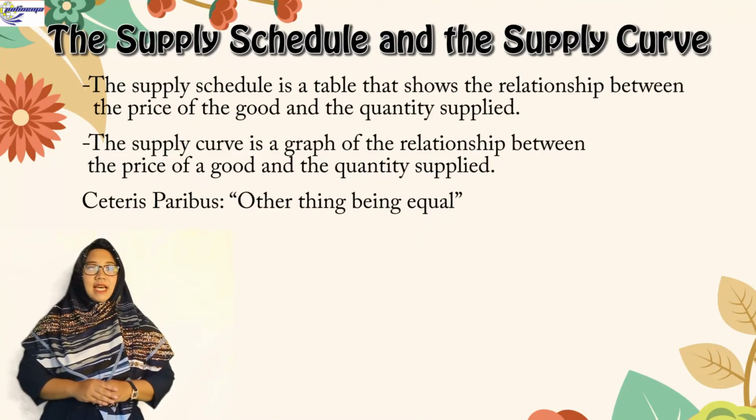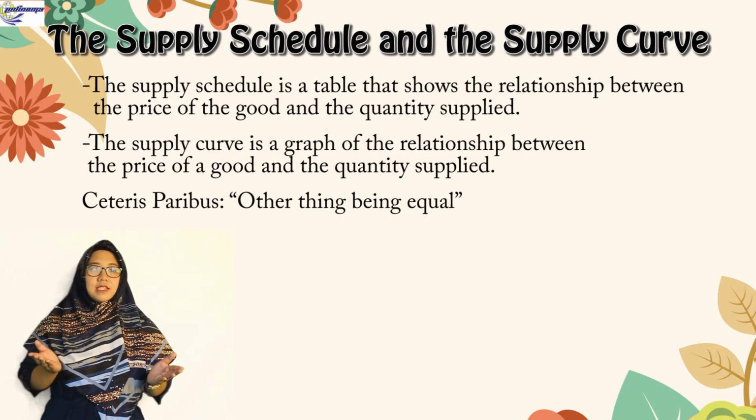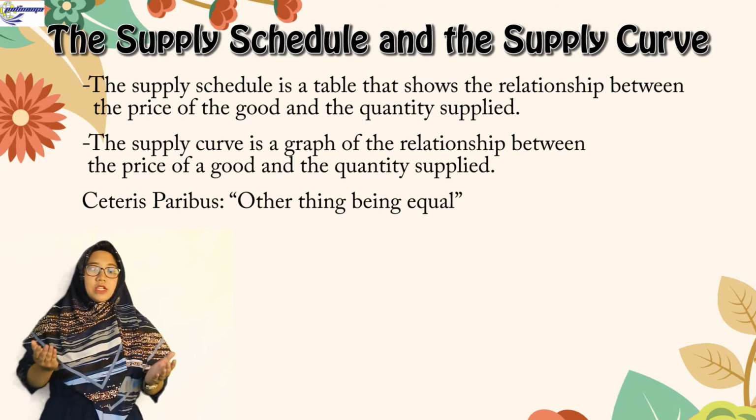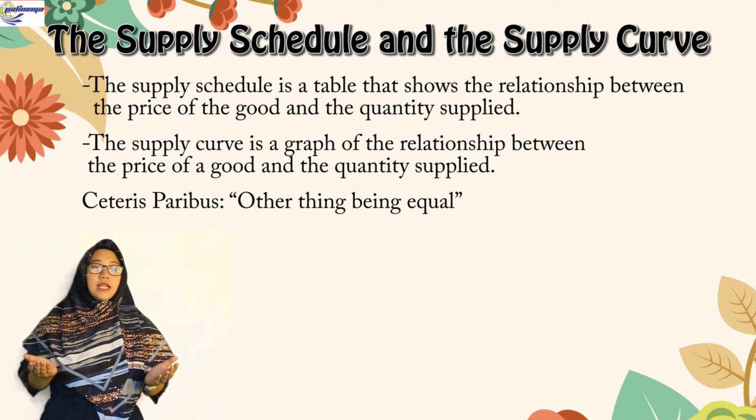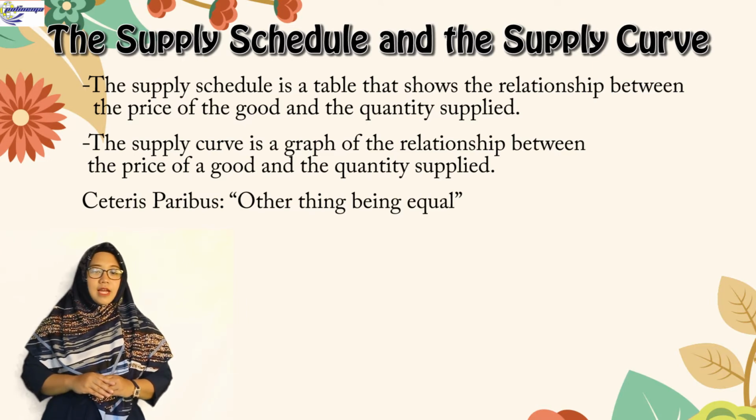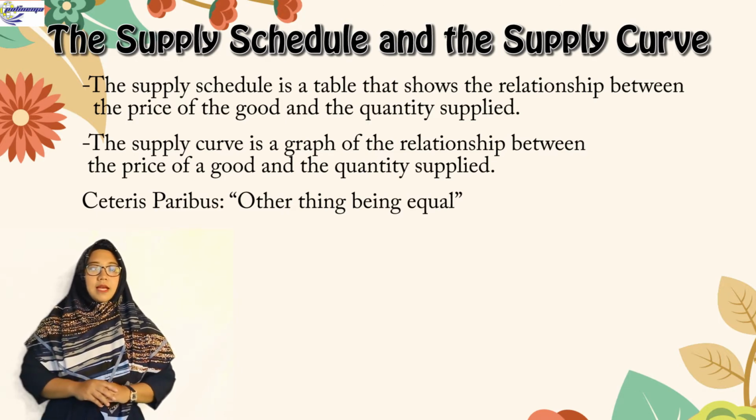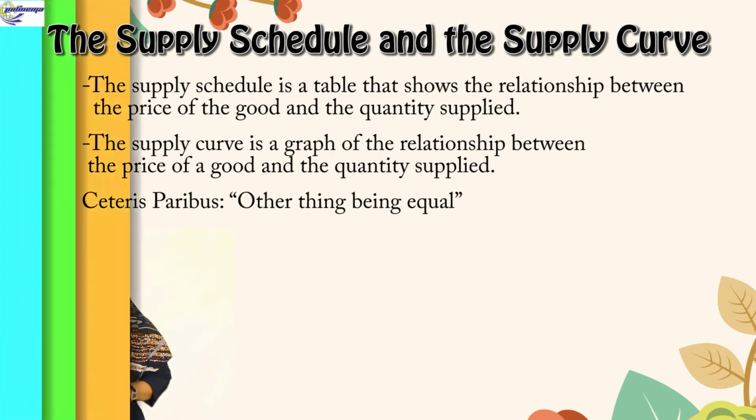Okay, next. Same with the previous subtopic about the demand, in supply you have to know about the supply schedule and the supply curve. The supply schedule here is a table that shows the relationship between the price of the good and the quantity supplied. The supply curve here is a graph of the relationship between the price of a good and the quantity supplied. In order to make and arrange the supply schedule and supply curve, you have to pay attention to the economic principle here. We call it ceteris paribus. It means that other things being equal.